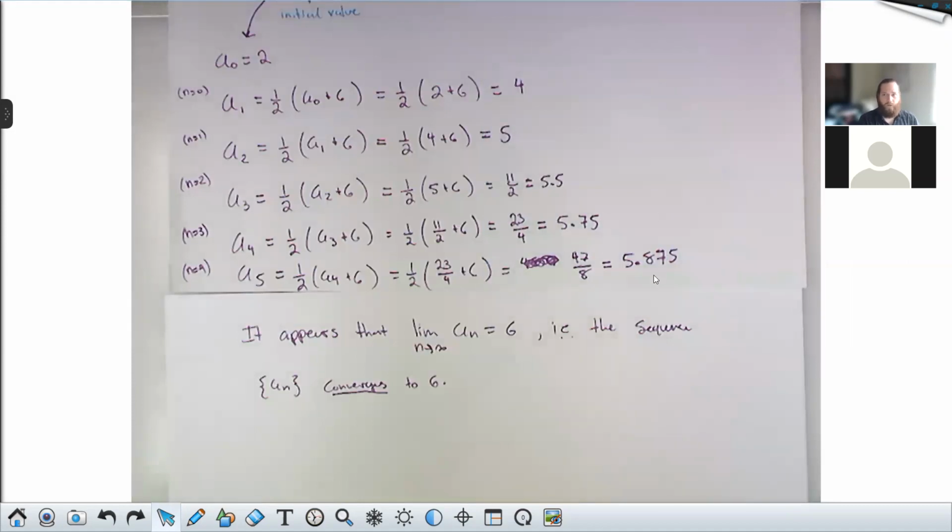No, not at all, right? Looking at the first few terms, the sequence could do something crazy, like maybe A6 is 12, maybe A7 is -10. But from what we've done so far, it at least appears that way. And we could compute more terms. We could compute A6, A7, A8, A9, and this is correct. This is a true statement. To prove that this is a true statement is a different matter.